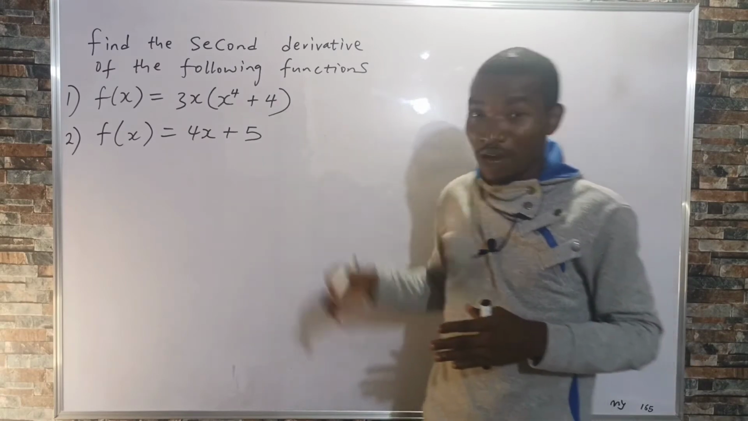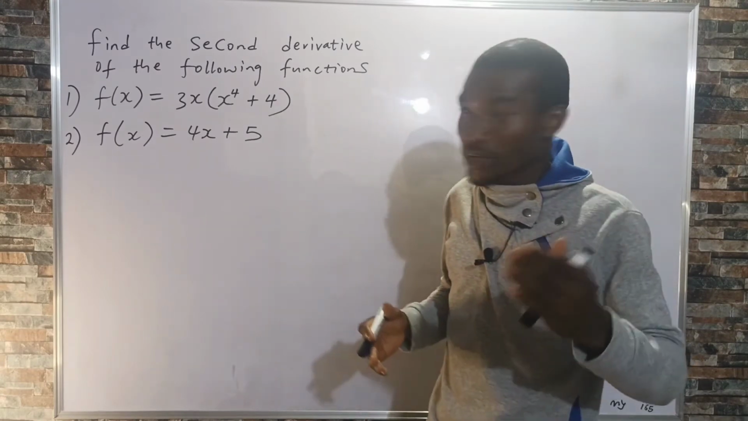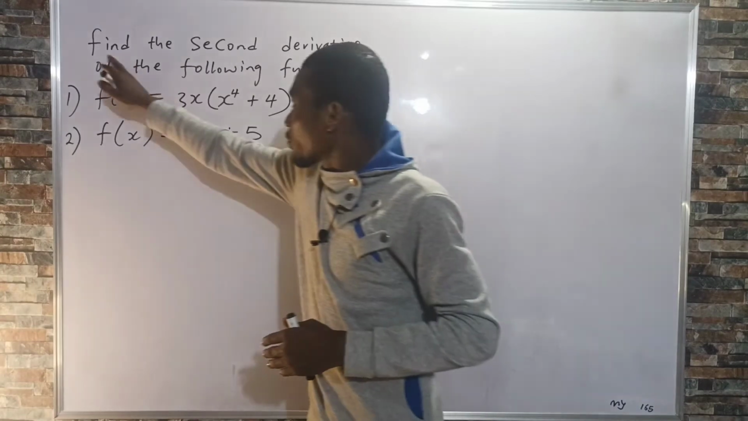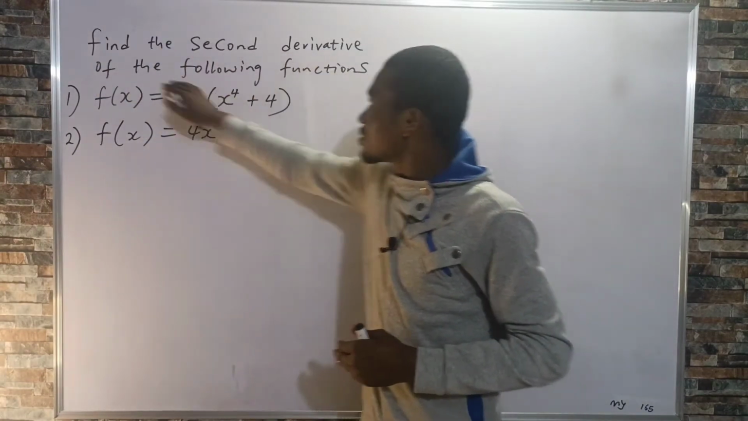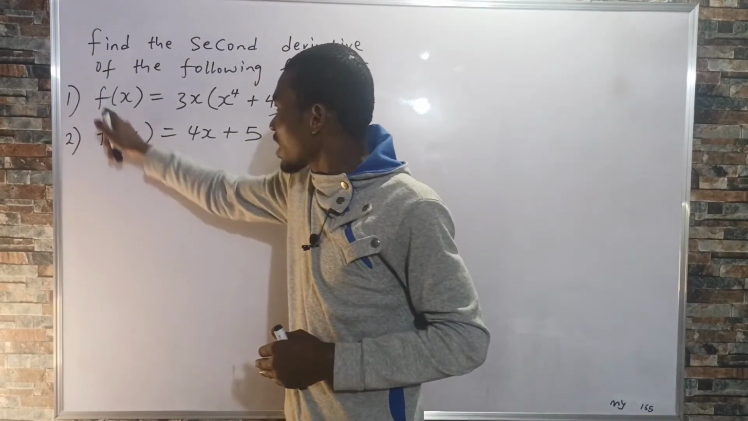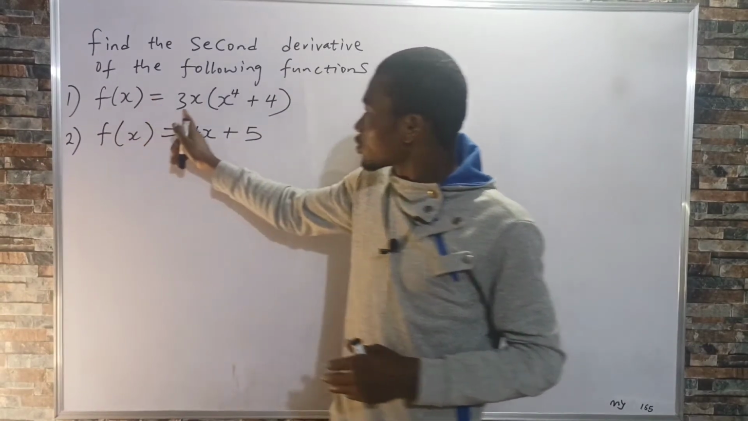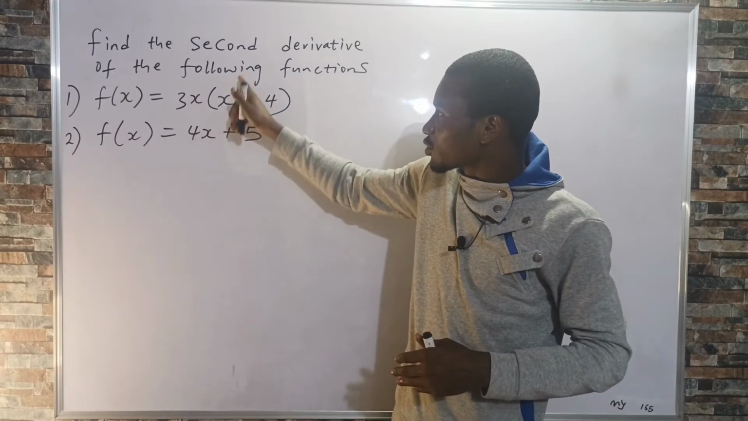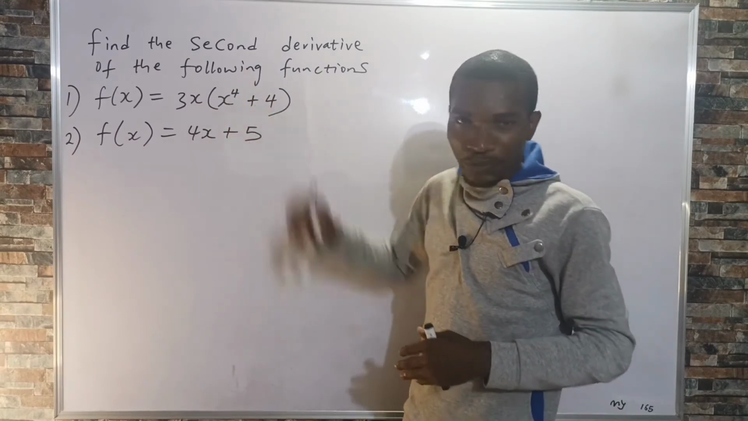Let's read out the question we have on the board. As we go ahead to solve, you will get to understand better. We have the question that says, find the second derivative of the following function. So number one part of the question is about f of x, which is equal to 3x in bracket x raised to the power of 4 plus 4.